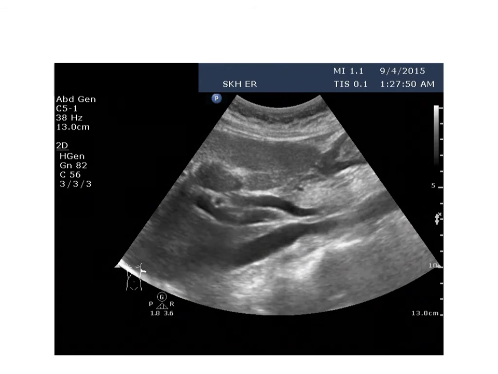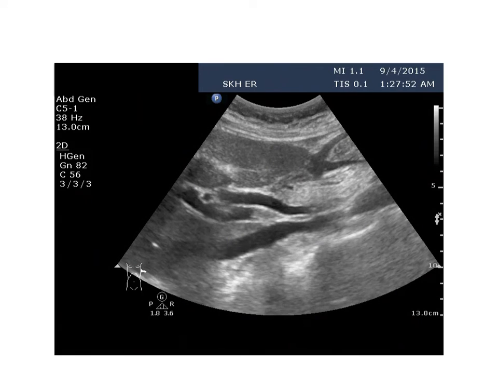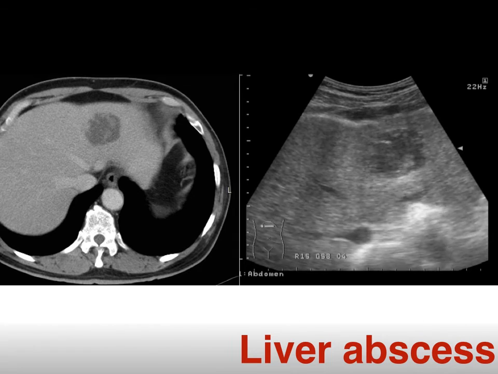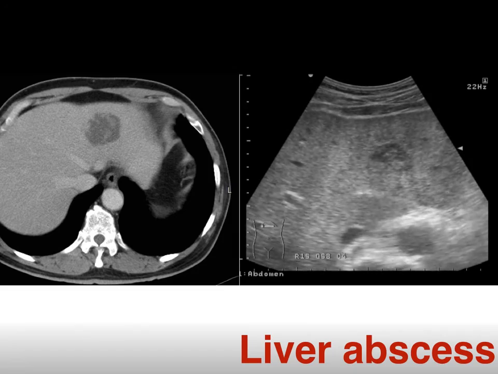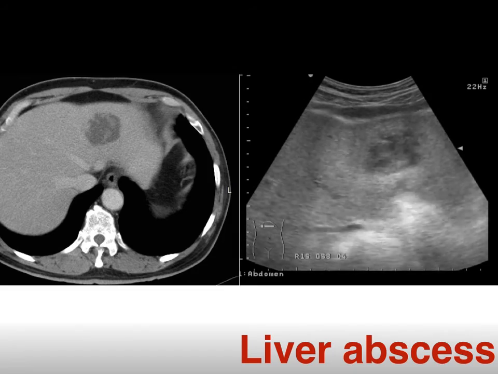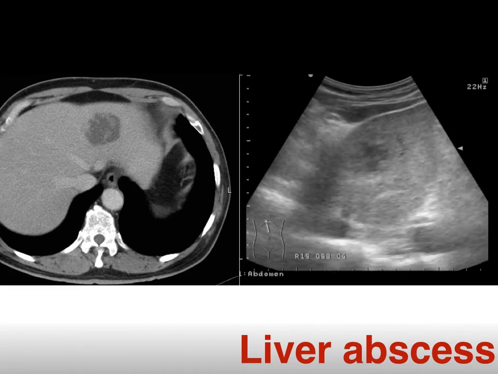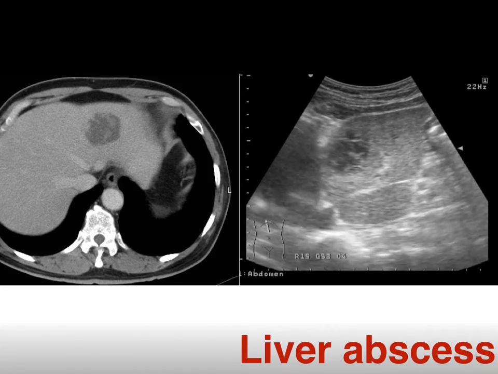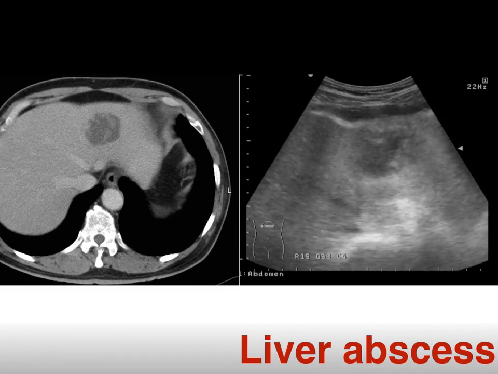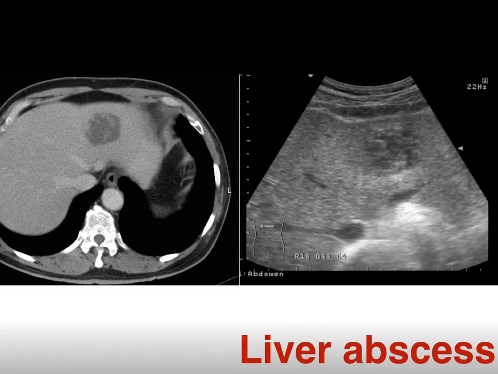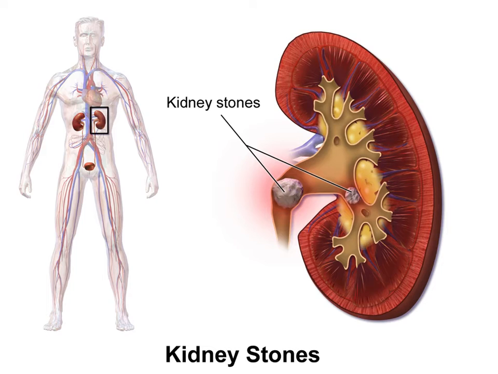And this is another video clip. The sandwich: the circle inside is the hepatic artery. As you can see, there is a dilated common bile duct. What is this? A lesion inside the left lobe, right? Hypoechoic or mixed echoic. So if the patient has fever and leukocytosis, we will diagnose it as a liver abscess.